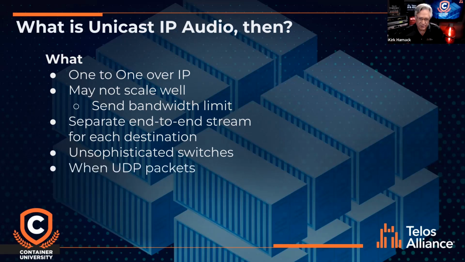It doesn't have to be UDP packets with unicast. This can be TCP, although typically in an AoIP network, to minimize latency, we're going to use UDP packets. So therefore, we do expect, again, a perfect network here since we're sending UDP.